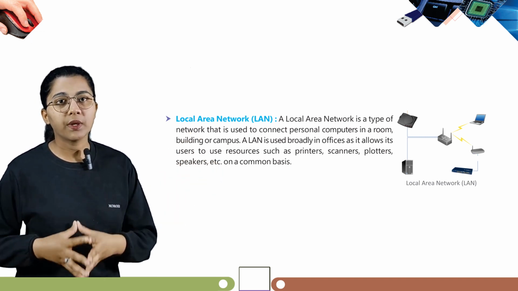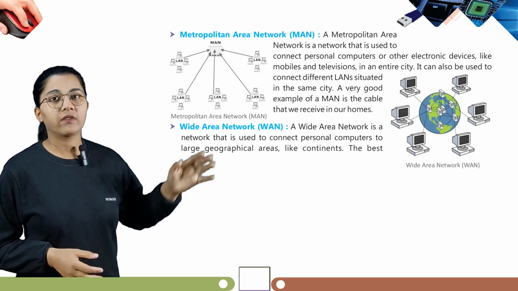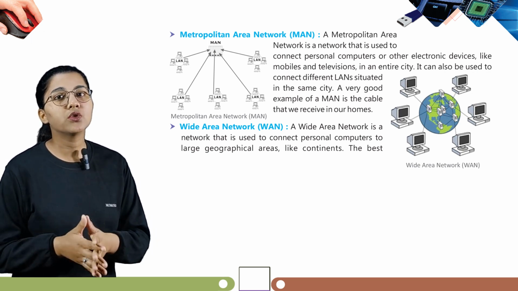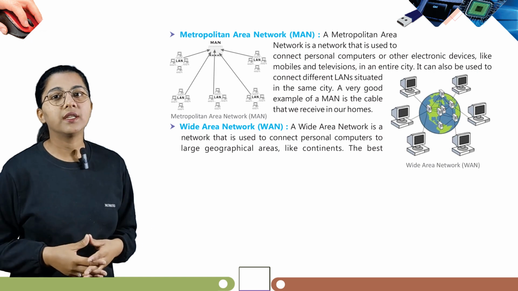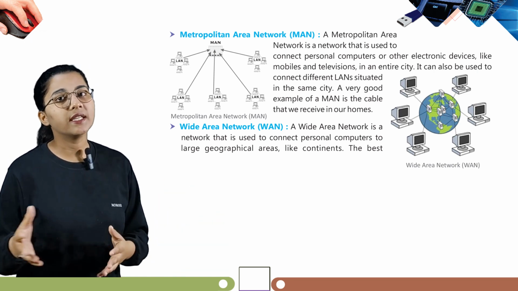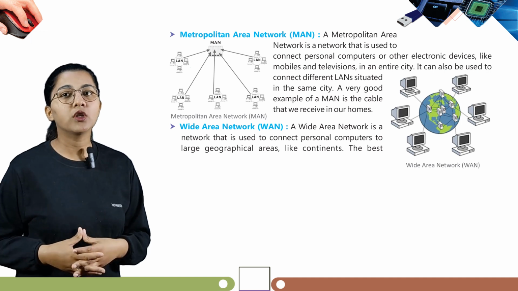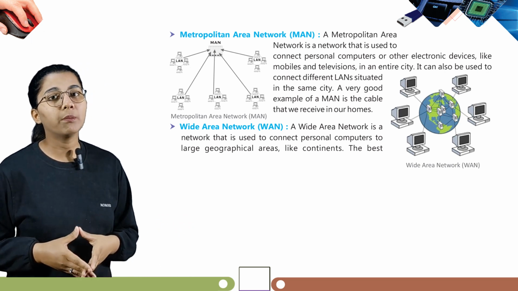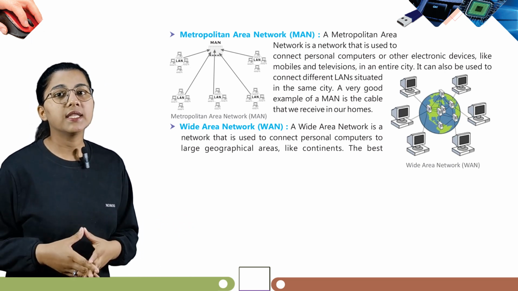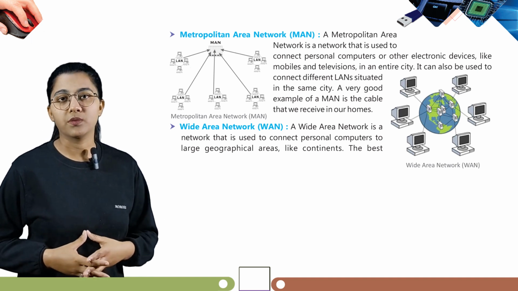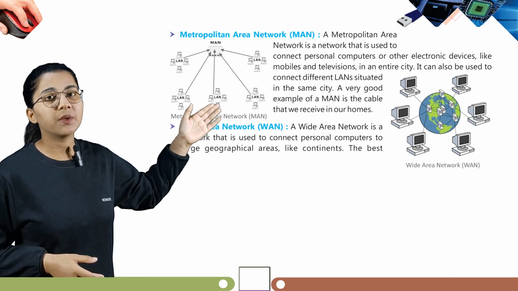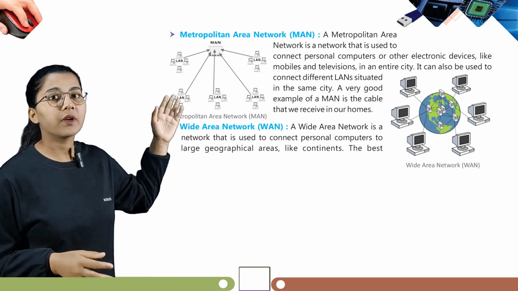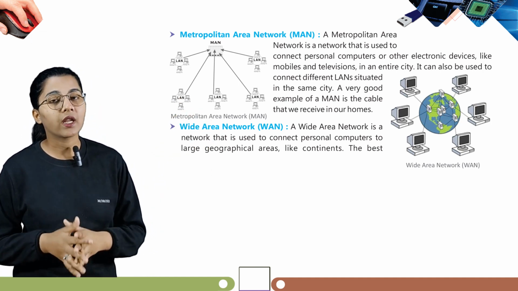Now students, our next topic is metropolitan area network, that is MAN. A metropolitan area network is a network that is used to connect personal computers or other electronic devices like mobiles and televisions in an entire city. It can also be used to connect different LANs situated in the same city. A very good example of a MAN is the cable that we receive in our homes. So students, here you can see the picture of metropolitan area network, MAN. So the best example of MAN is the cable we get in our houses.